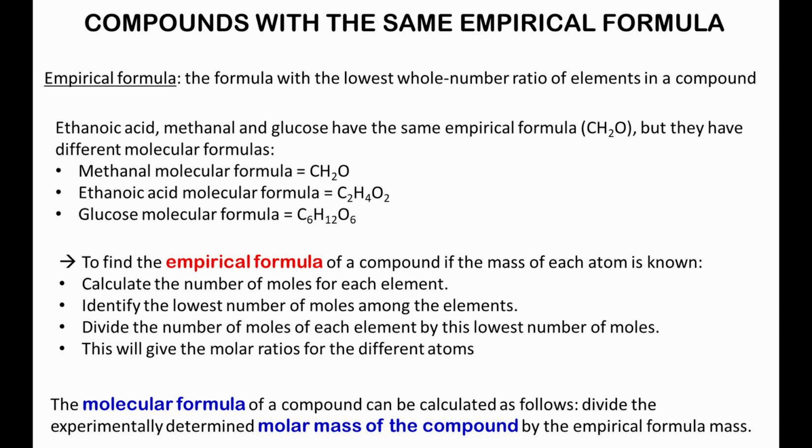Here is the procedure to find the empirical formula of a compound. Calculate the number of moles for each element in the compound. Identify the lowest number of moles among the elements. Divide the number of moles of each element by this lowest number of moles. This will give you the molar ratios for the different atoms.